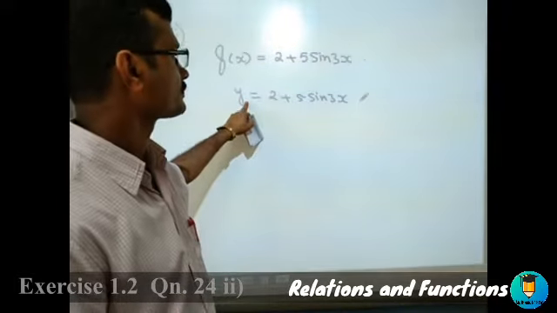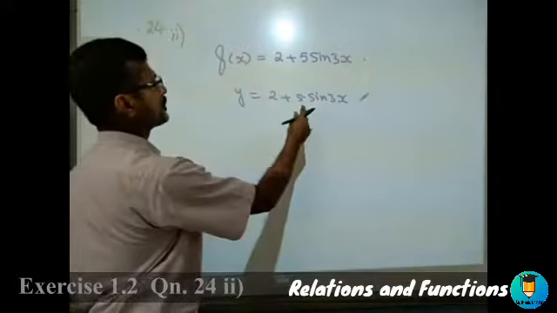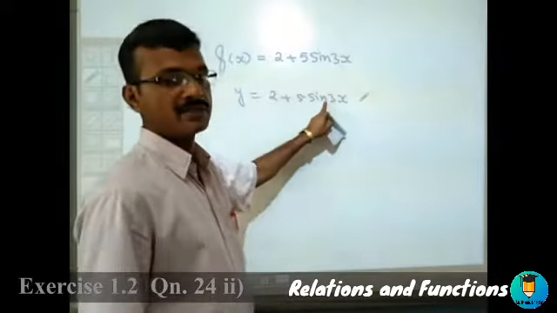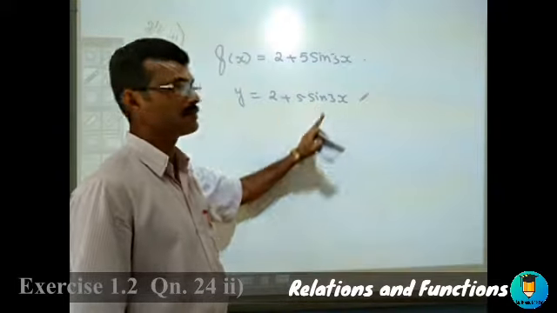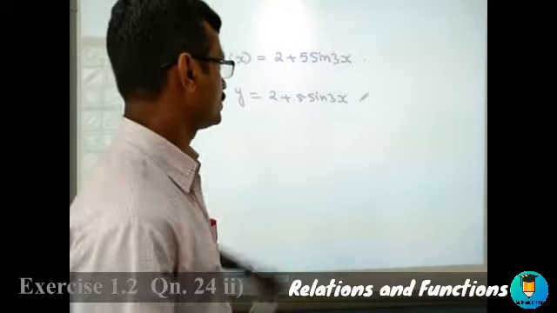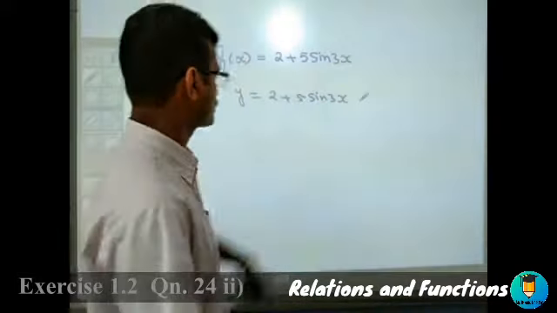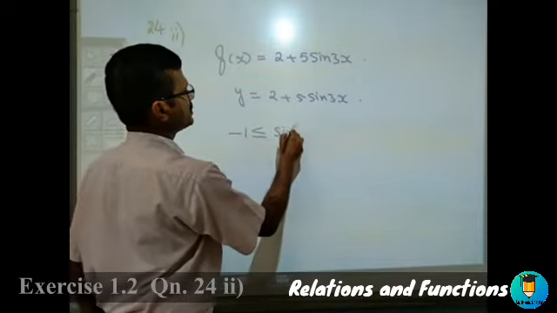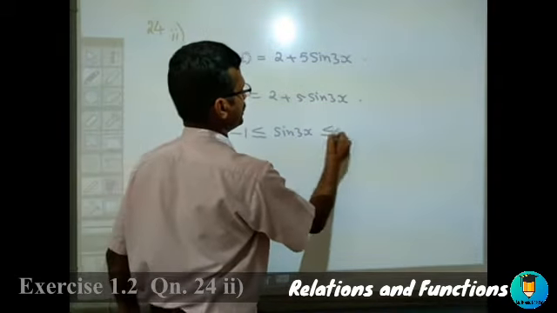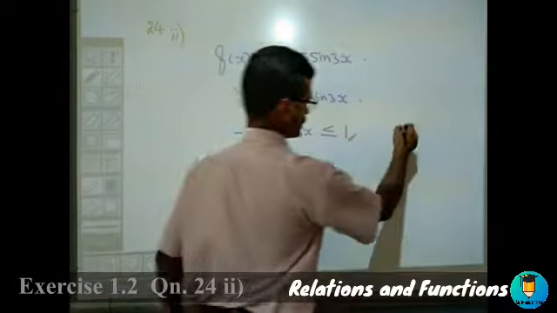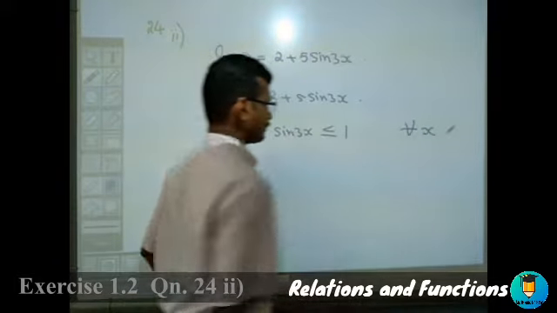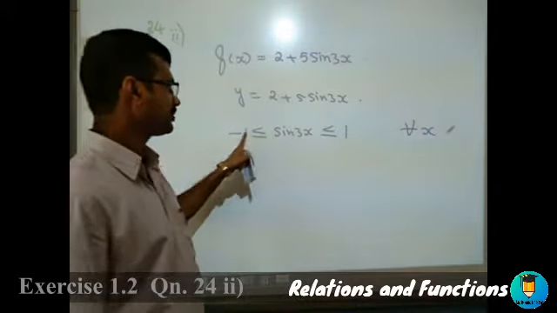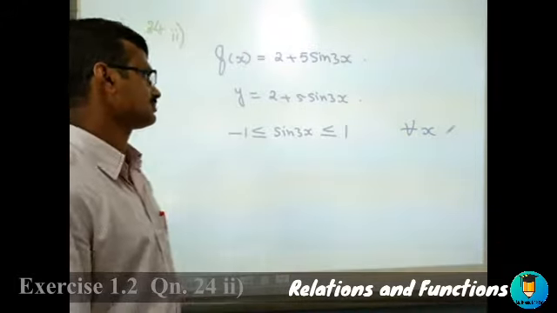So we know from trigonometry that sin theta lies between -1 and +1. So here it is sin 3x. We can say that sin 3x lies between +1 and -1 for all x. For all x, sin 3x will always be from -1 to +1.